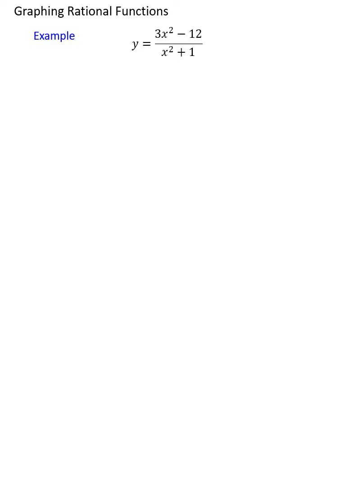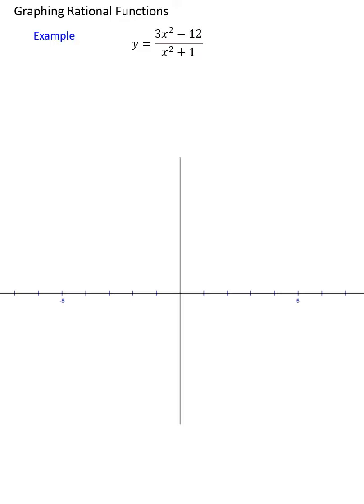Let's take a look at this example. Going through the 4 steps, let's first analyze what the vertical asymptotes are for this function. Vertical asymptotes occur whenever your denominator is 0 and your numerator isn't. But the denominator can never be 0 here because this equation has no solution.